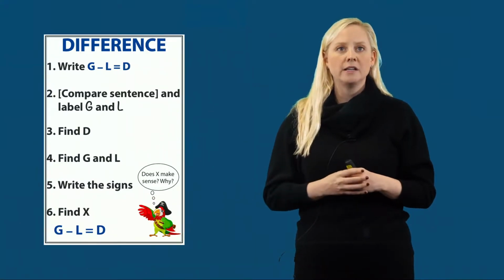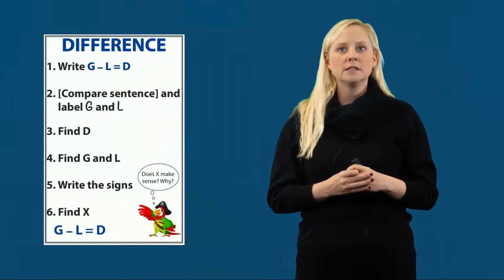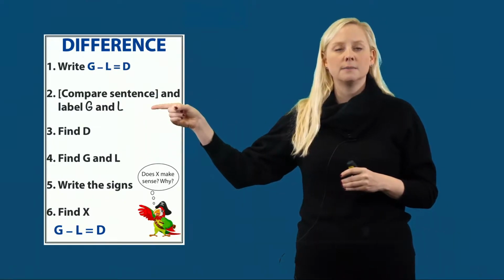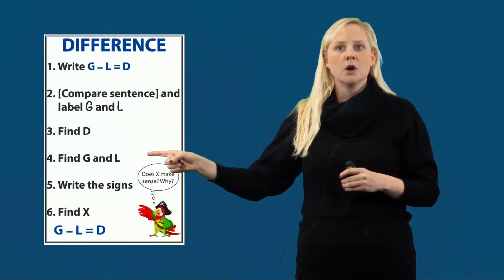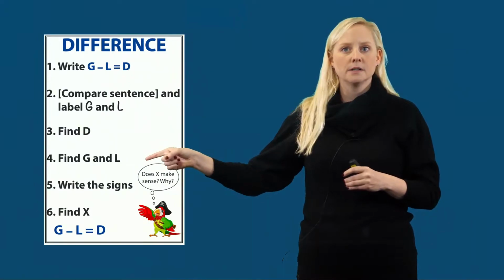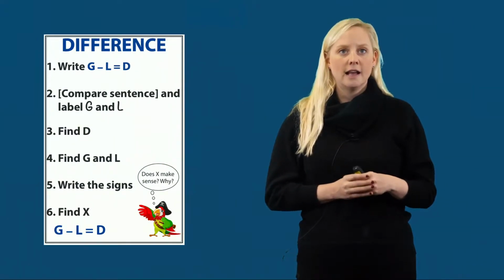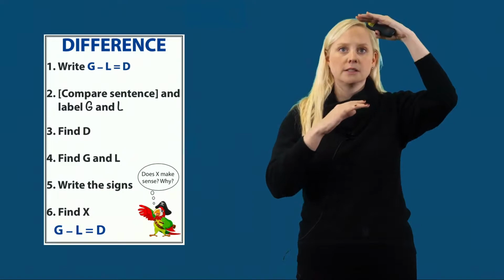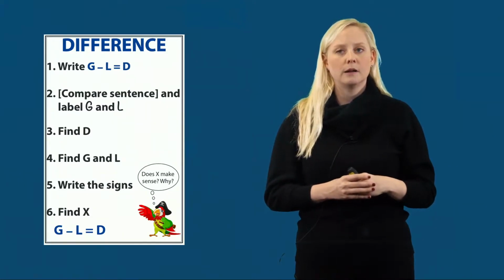Step 4 is to find G and L. So students, after they've labeled G and L in step 2 above the words, will figure out what the corresponding numbers are, and they will write G and L, the amount that's greater and the amount that's less, and they'll put numbers for those two amounts.